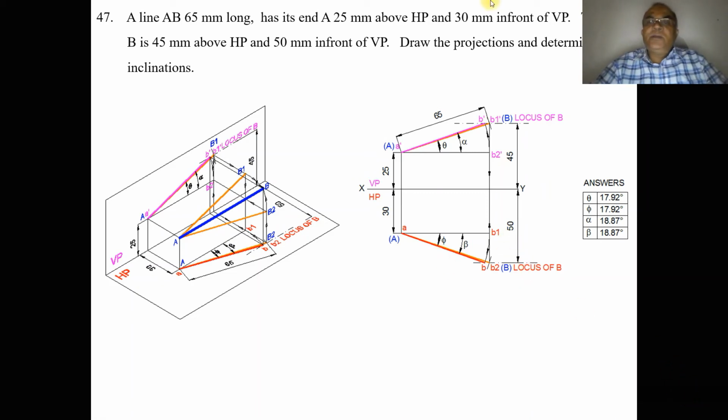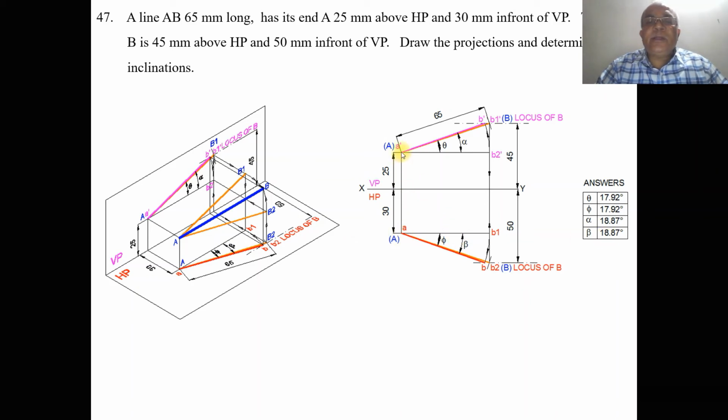Now consider the distance from the XY line. You measure 45 mm and draw a horizontal line here, and similarly from the XY line you measure a distance of 50 mm and draw a horizontal line here. So you are going to get the point above HP by 45 mm and in front of VP by 50 mm. Similarly from the XY line you measure 25 mm and draw a horizontal line. Similarly, from the XY line you measure 30 mm below the XY line and draw a horizontal line.